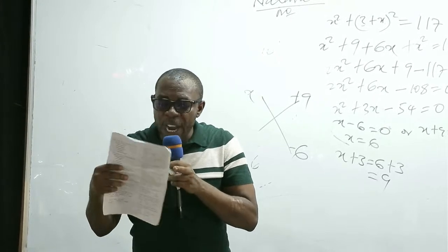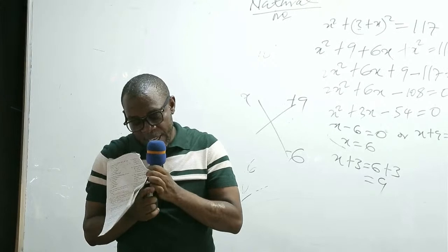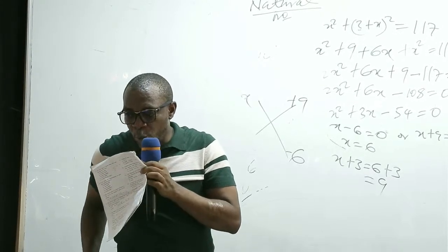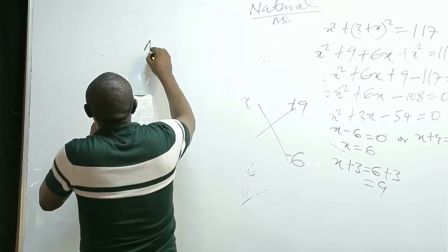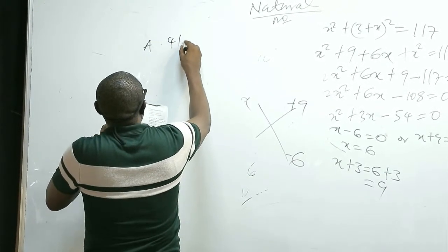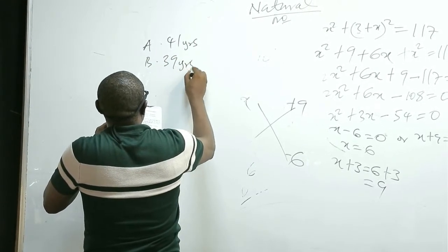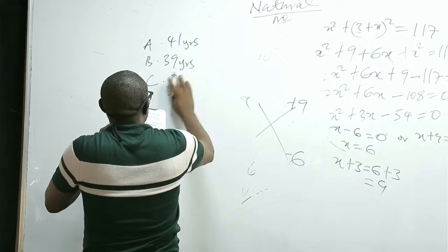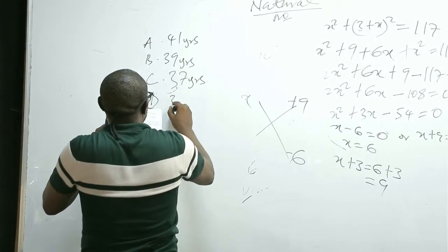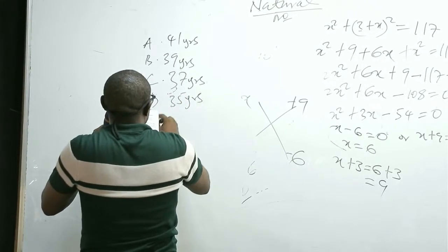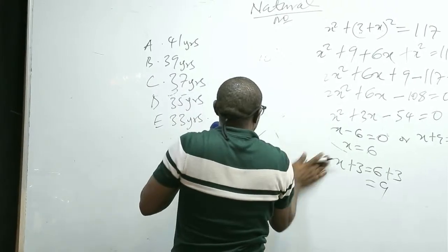Find the age of Mrs. Dada. All right, let's say here, A, 41 years. Now B, 39 years. C, 37 years. D, 35 years. Then E, 33 years. Now, look at it.